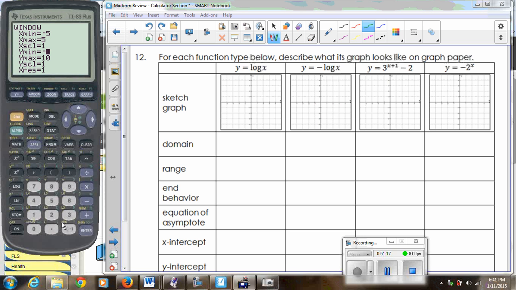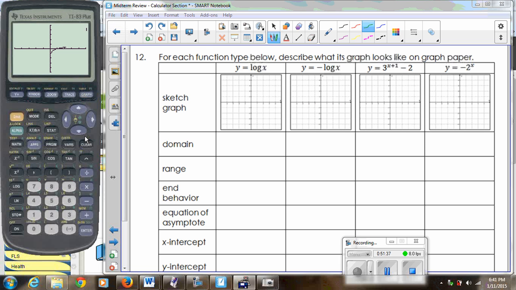So it'll be a little bit easier for me to transfer what's going on my calculator onto my paper if I have the same window settings. So the first thing I want to graph is the log of x. I'm just going to use my log of x. I don't have to worry about a base here.